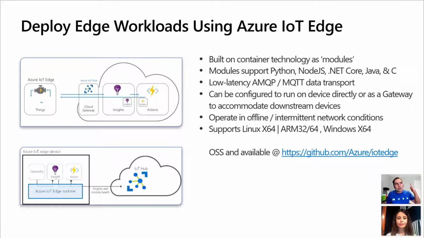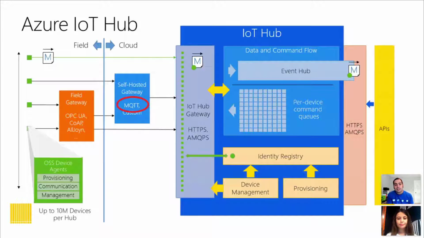So you could think of if you're offshore and perhaps you lose connectivity to the internet, you can still be running your workloads. And then when that network environment regains access, you can then dump all of your cached telemetry up into the cloud. What's really interesting, the platform itself can be run on Linux on x64, ARM32, ARM64 platforms, or Windows on x64. And the entire project is open source and available on GitHub at github.com/Azure/IoT Edge.